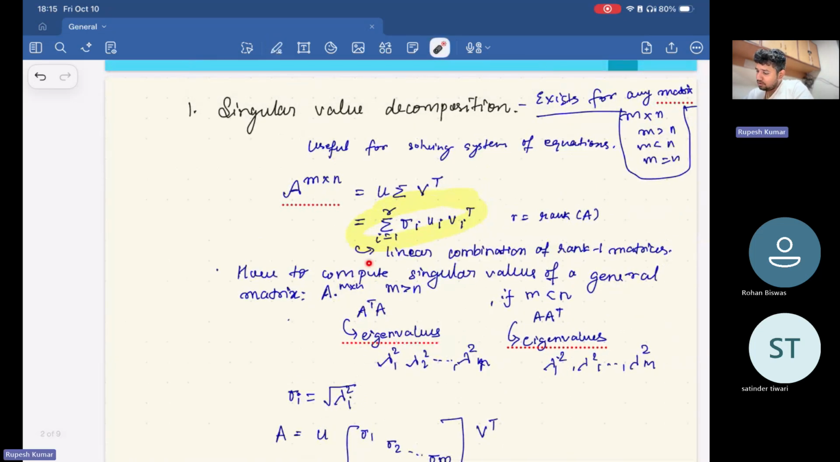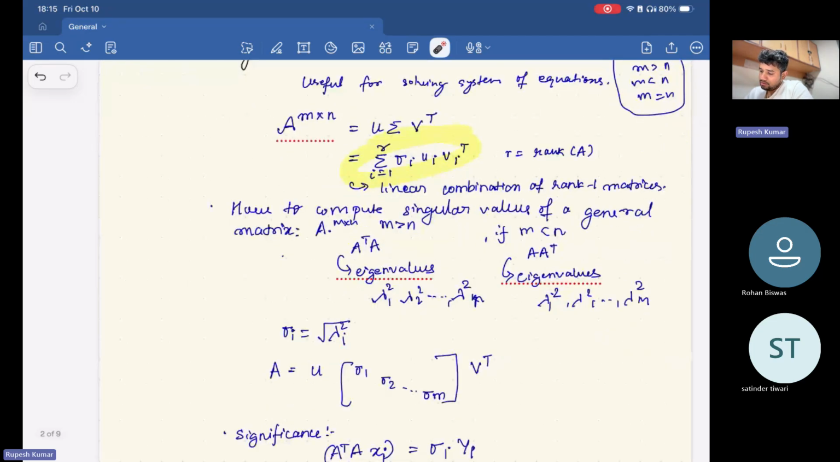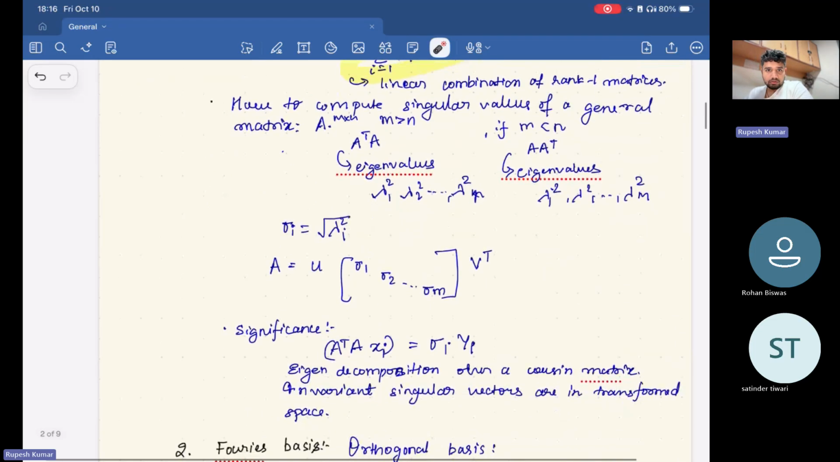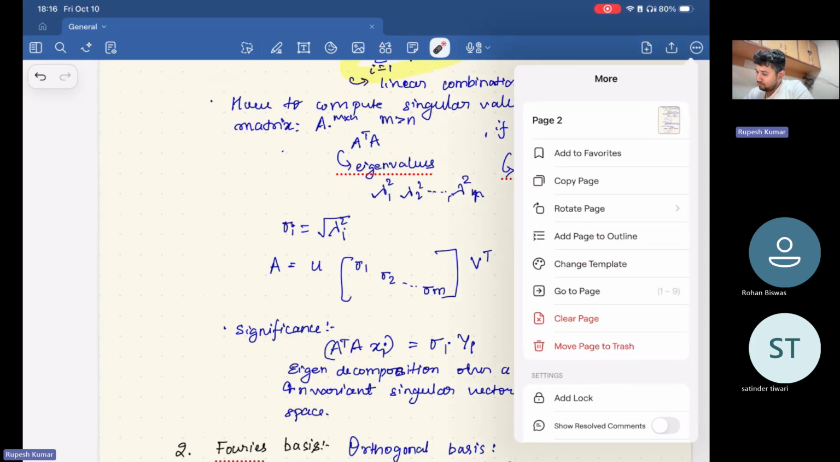So this is the definition of a singular value decomposition. Now the thing is, how can we reach here? What are the properties of these values and what do they actually represent? So let's go back to one concept that we already saw in the previous session. That was eigenvalue decomposition. I hope every one of you remembers this, right?